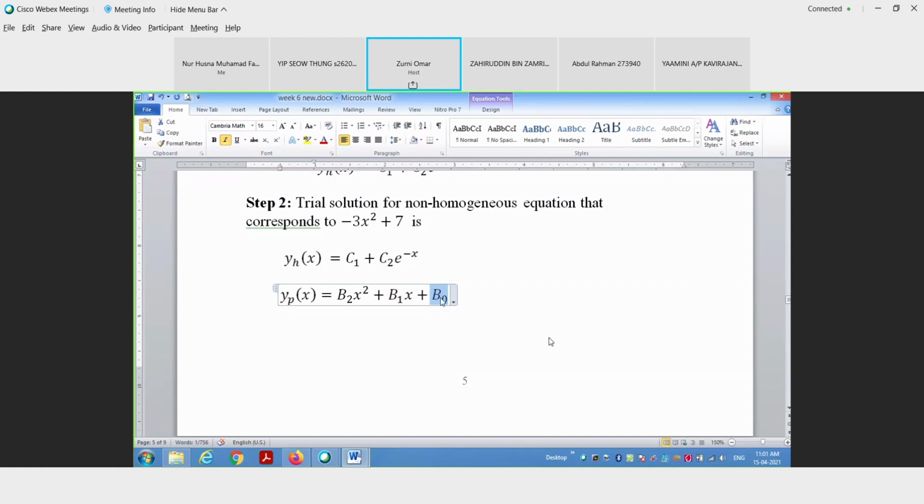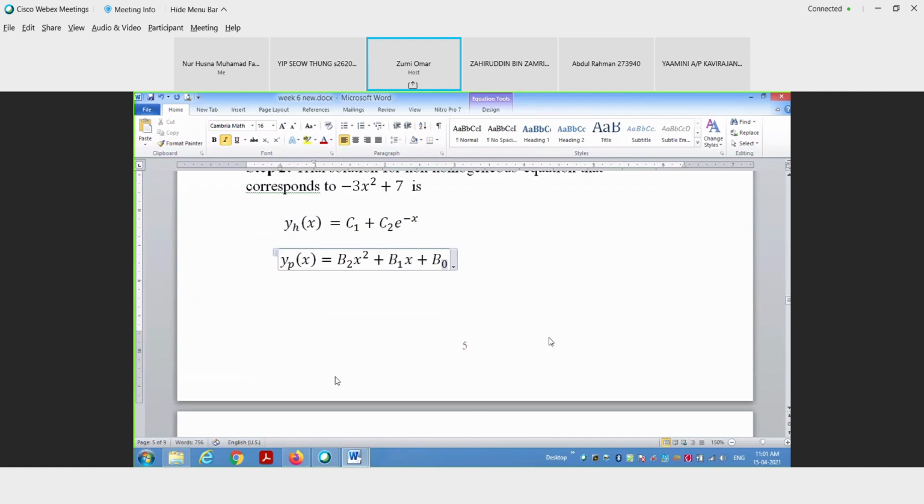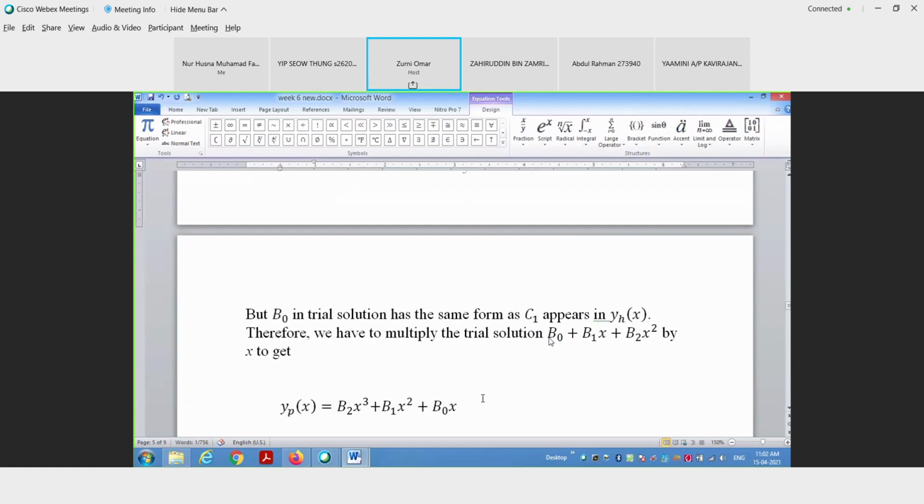Are you okay now, clear, Yip? Yes. So that's why we need to multiply YP by x. As long as one of the terms is the same, then you need to multiply the whole YP by x. And that's why we have this, Yip. So YP now, you multiply YP with x, and now you have b2 x cubed plus b1 x squared plus b0 x. That's why we have this term.